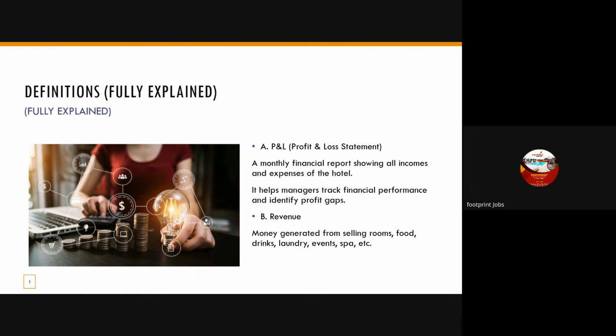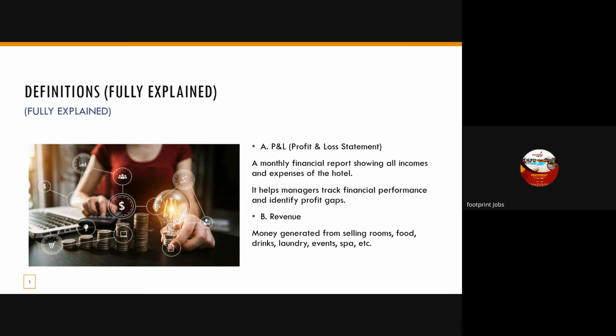Now, it helps managers to track financial performance and identify profit gaps. This is where you actually see your outlet that generated more money and outlet that didn't generate more money. And actually, you can track what your kitchen did, what your bar did in terms of expenditure and in terms of income.